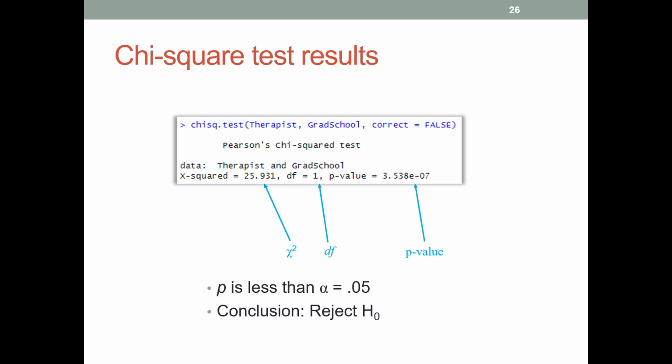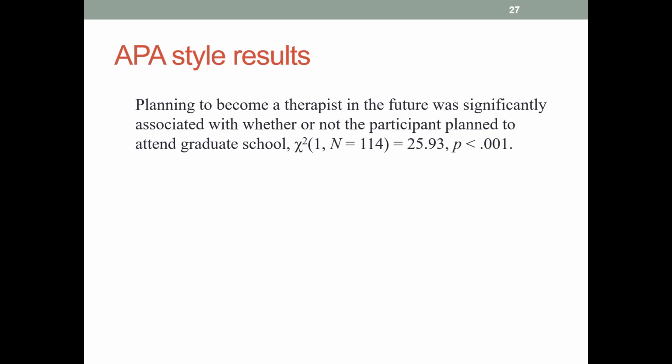And so let's translate that into APA style writing. You might say something along the lines of, planning to become a therapist in the future was significantly associated with whether or not the participant planned to attend graduate school. And then this very elaborate way of writing up the chi-square test result. And so you may be wondering, what are all these numbers about? So one is the degrees of freedom right here. And then you report the n, the number of cases you have. Here's the chi-squared value, and then here's the p-value.